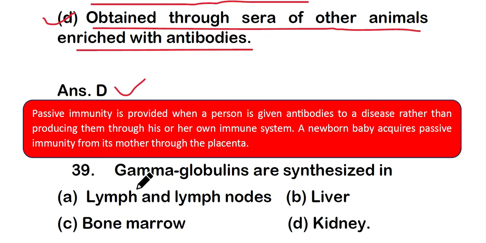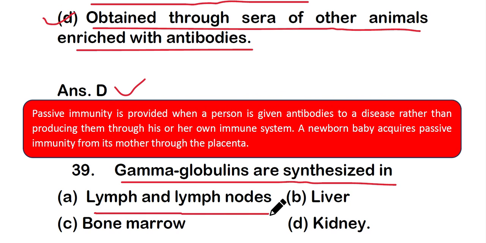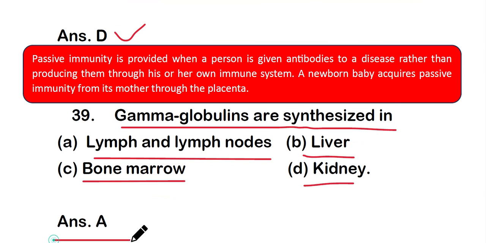So next one is question number 39. Gamma globulins are synthesized in option A, lymph and lymph nodes, option B, liver, option C, bone marrow, or option D, kidney. So the right answer is option A, that is lymph and lymph nodes. So gamma globulins are synthesized in lymph and lymph nodes.